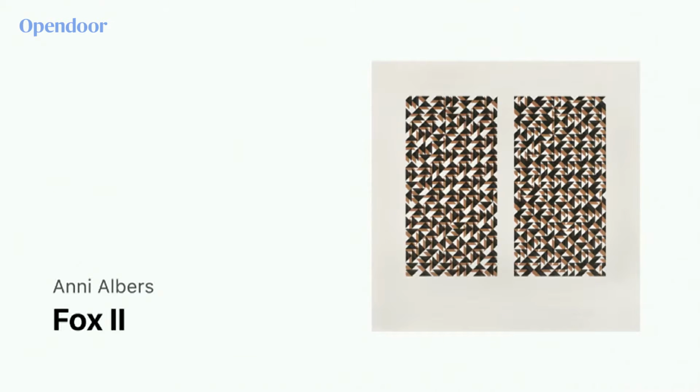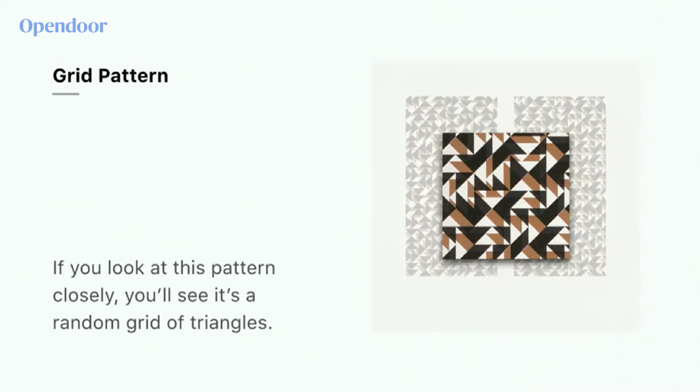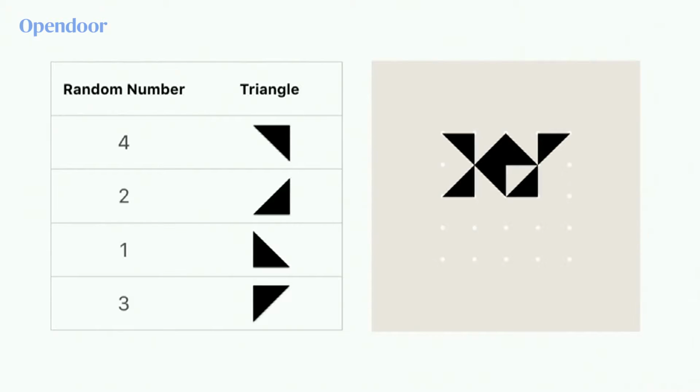The second piece I'd like to talk about is called Fox2 by Albers. Now, if you look at this pattern closely, you'll see that it's a random grid of right triangles, and they come in 1 of 4 orientations here. Now, with this knowledge, we can create a simple function that generates a random number between 1 and 4, and based on that number, we output some corresponding triangle, like so.